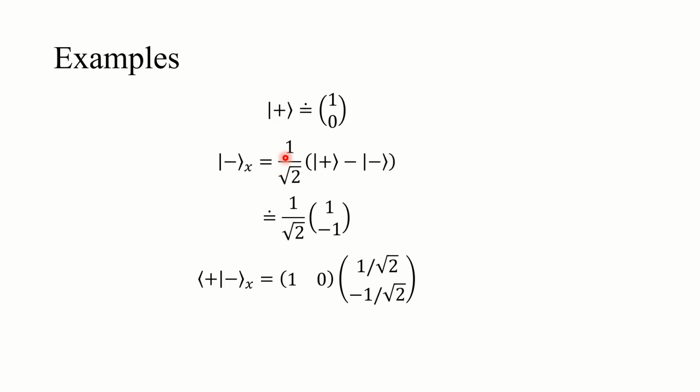Finally, if we wanted to do the inner product of the spin down in the x state onto the spin up in the z basis, we just take the row vector corresponding to the spin up, the column vector corresponding to the spin down in the x direction, and do our matrix algebra to get 1/2.